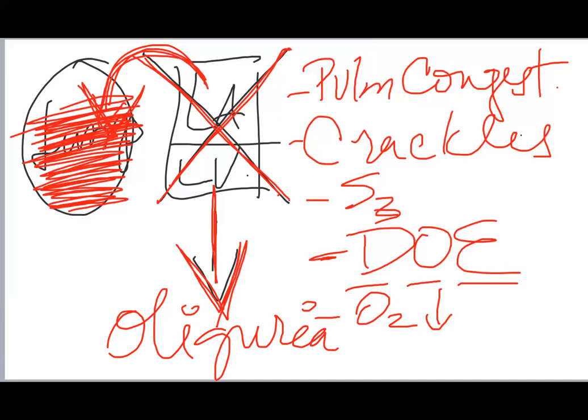But the main thing that I want you to take home from the left is that if the left fails, that blood will back up into the lungs. So all the presentations that you're going to see are primarily respiratory, right? Pulmonary congestion, crackles, shortness of breath, low oxygenation, and so on and so forth.